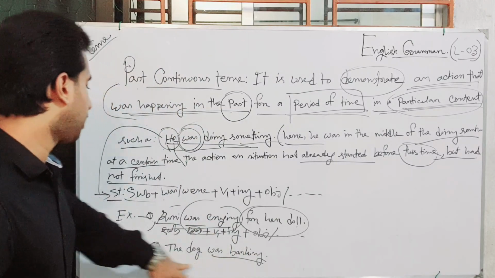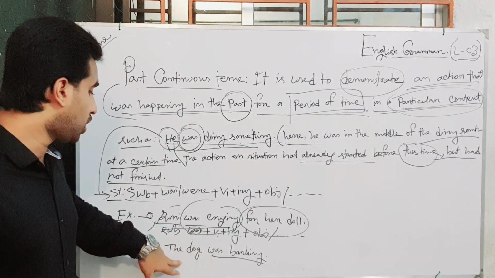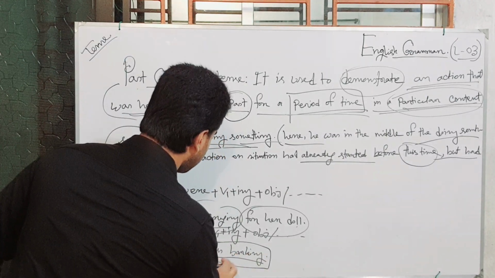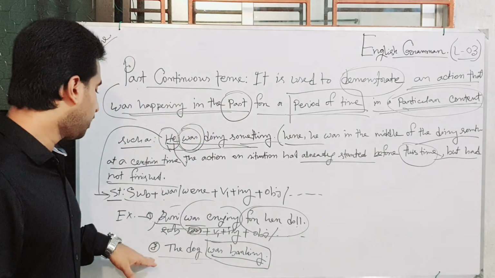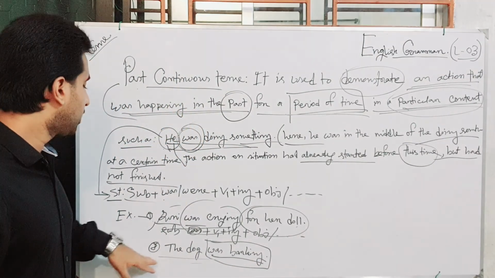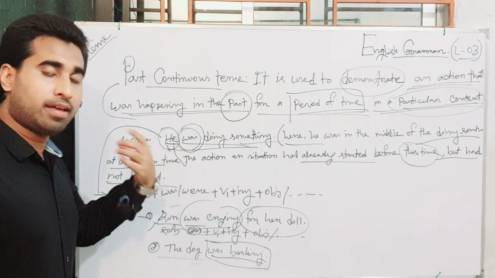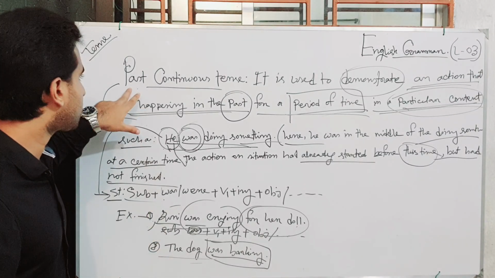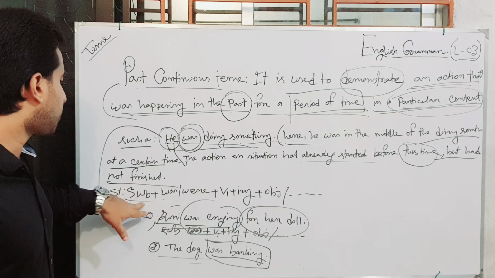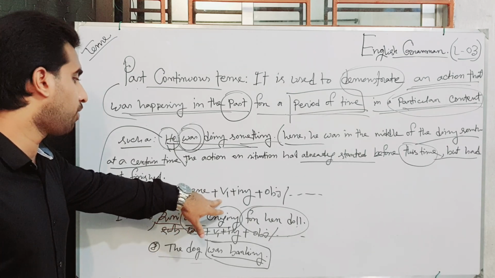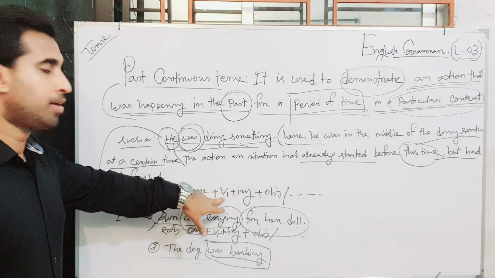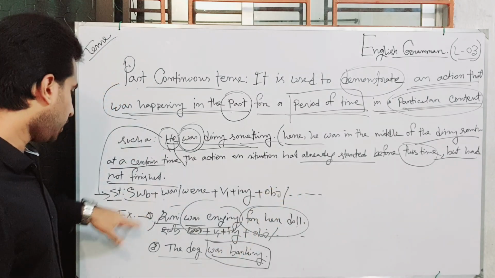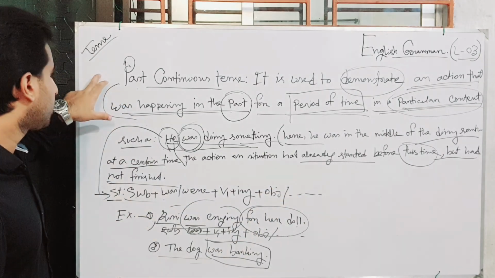The dog was barking. Was barking means the action or the statement refers to the past. In that sense, the dog was barking. That means in that time the action was going on. So this is also a past continuous tense. The structure is subject plus was, were plus V1 plus ing, where V1 means the present form of the verb, plus object or other words. By this structure we can make this sort of sentence.